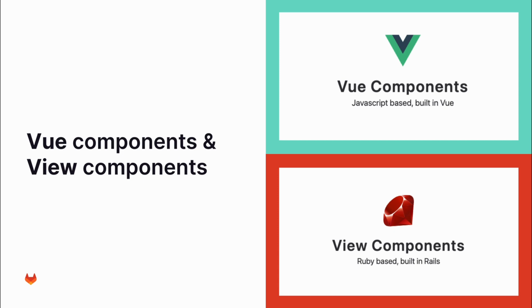Then we have Vue components, the Ruby ones, and these are helpers that are also Pajamas compliant. So you can use them in your Rails and Haml views when migrating to JavaScript doesn't make sense. They're slightly less useful. They're not as good as the JavaScript components, but they're a good alternative.